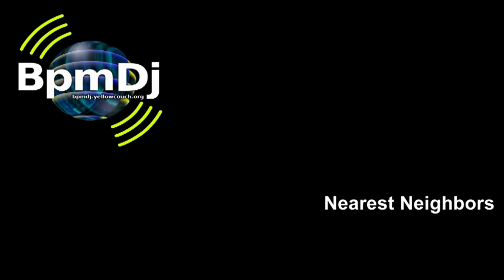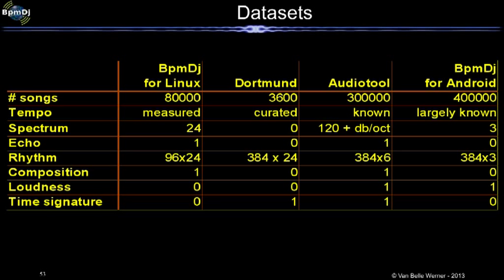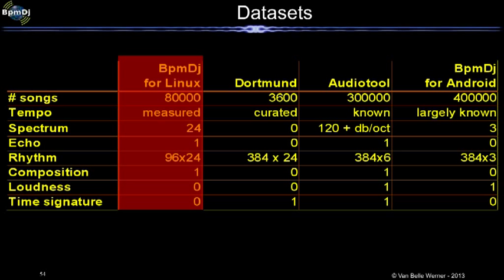With this, I would like to end the part on rhythm extraction and dive into the improvements we made on nearest neighbor detection. The nearest neighbor detection in BpmDj has been created over many years. Over time, we have been using various datasets to test our algorithm. From 2000 to 2010, I mainly worked with the music I had on disk, some 80,000 songs.